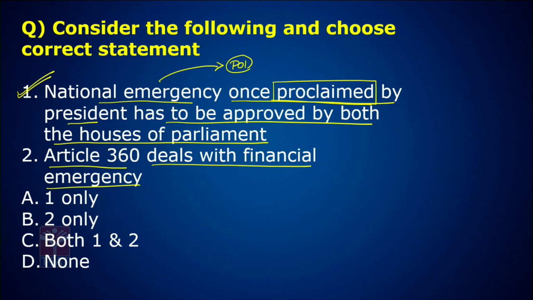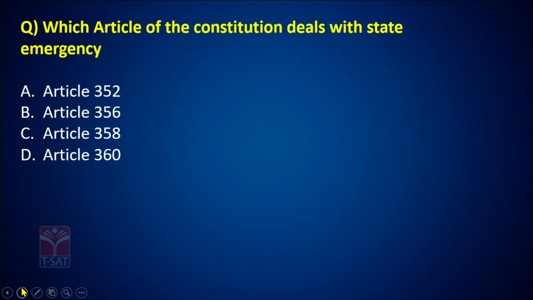The second one is very easy, you all know. In case of a financial instability in the country, the President has the authority to proclaim the financial emergency under Article 360. So the answer is C.